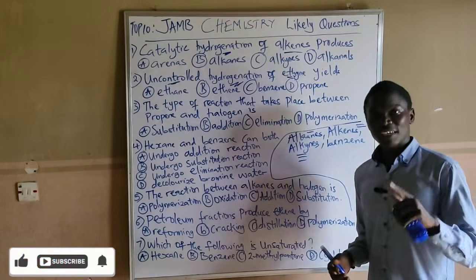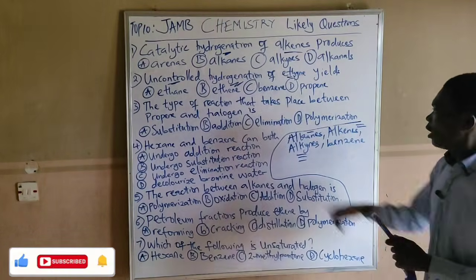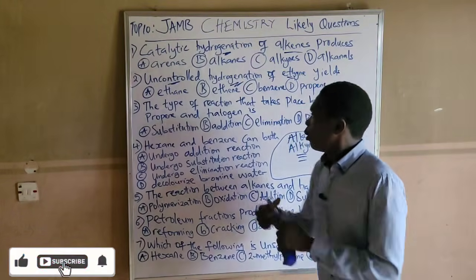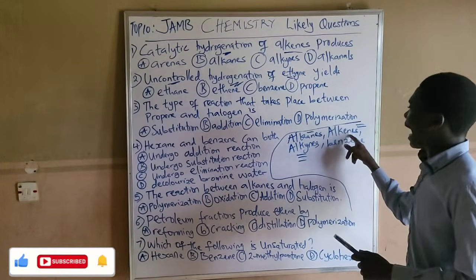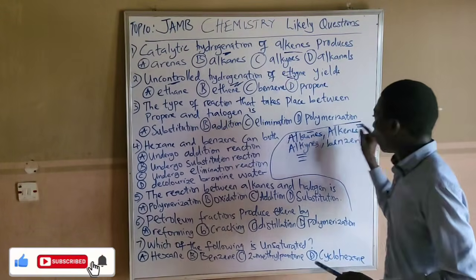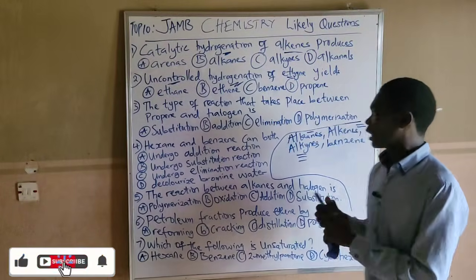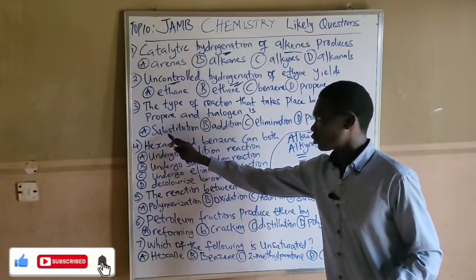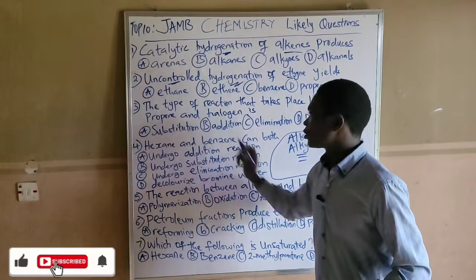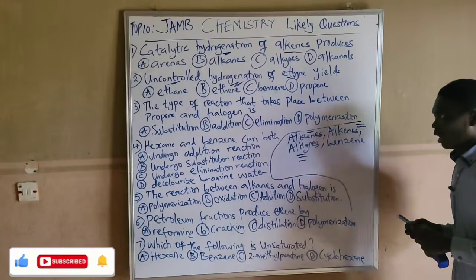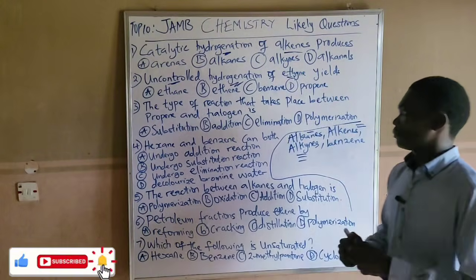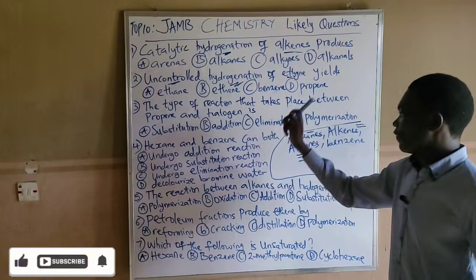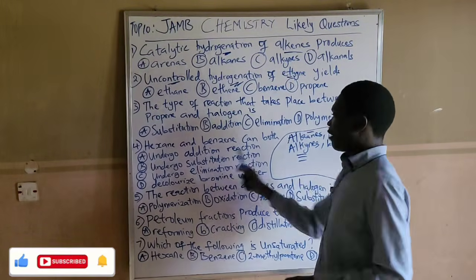Take note of that. If you have any questions, please drop them in the comments. Okay, so the reaction type that takes place between propene, which is an alkene, and halogen is addition reaction, because alkenes undergo addition reaction. They do not undergo substitution reaction. Take note, it undergoes addition reaction. So the correct answer to question number 3 is option B. Now look at question number 4. In fact, if you listened to my explanation earlier, I've already mentioned that.